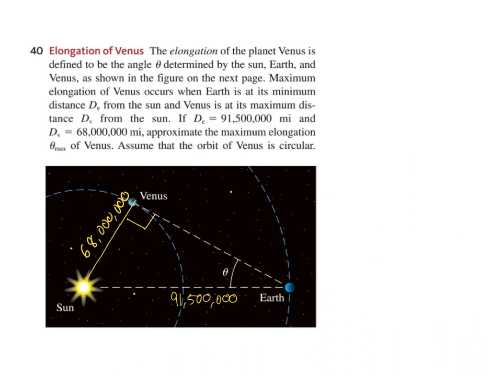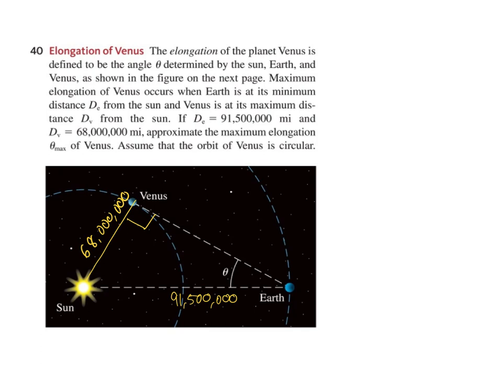Okay, elongation here. Maximum elongation of Venus occurs when Earth is at its minimum distance, d sub e, from the Sun. So, 91,500,000 miles. And Venus is 68 million miles from the Sun. Approximate the maximum elongation, theta, of Venus. Assume that the orbit of Venus is circular. It's not actually circular, that would change everything, but pretty much these are as close to circular as possible. Let's just solve for theta, okay?